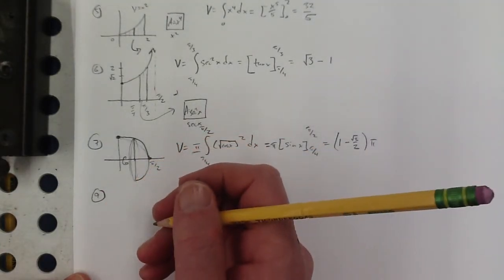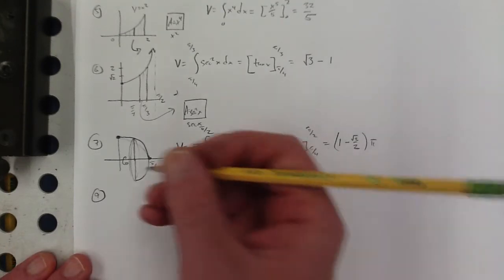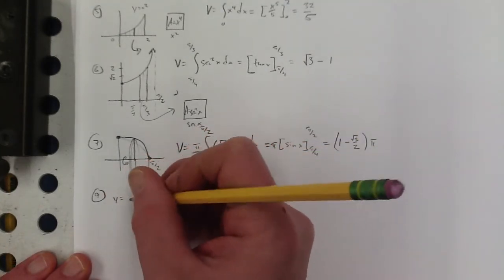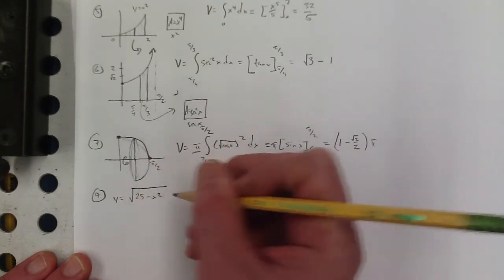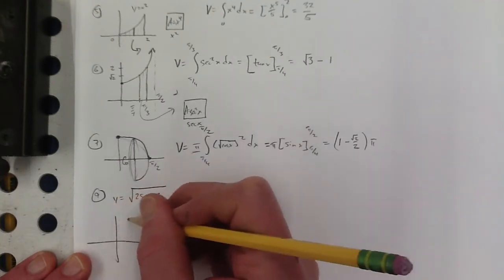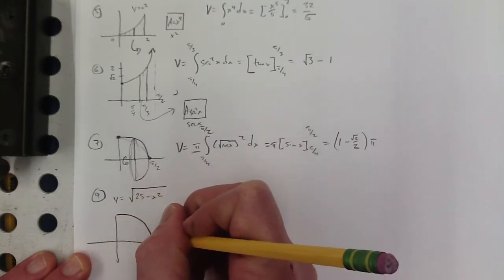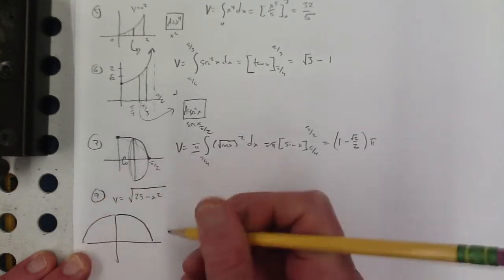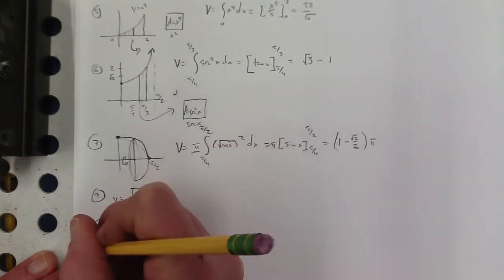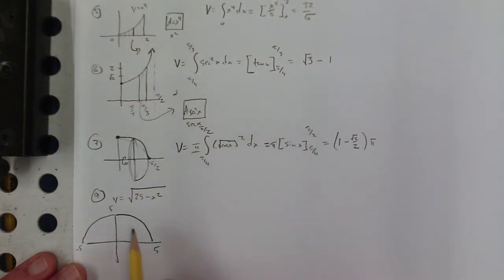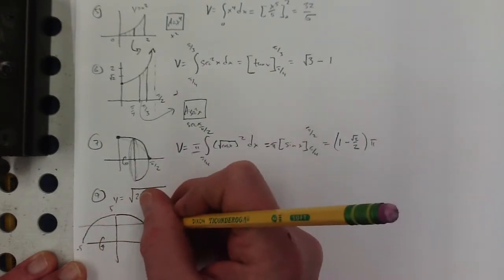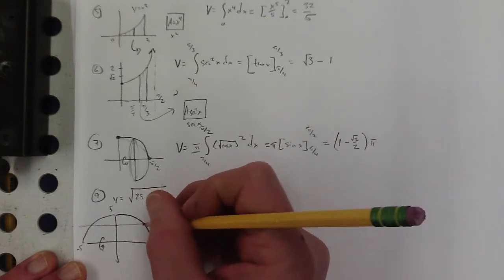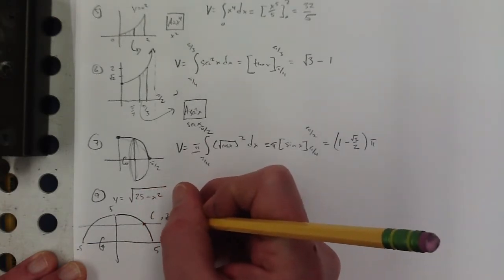Number 9, we have y equals the square root of 25 minus x squared. That's the top half of a circle with a radius of 5. That's a thing you should recognize. And the line y equals 3. And we're going to revolve that region around the x-axis. So this is the point something comma 3. That's the line y equals 3.